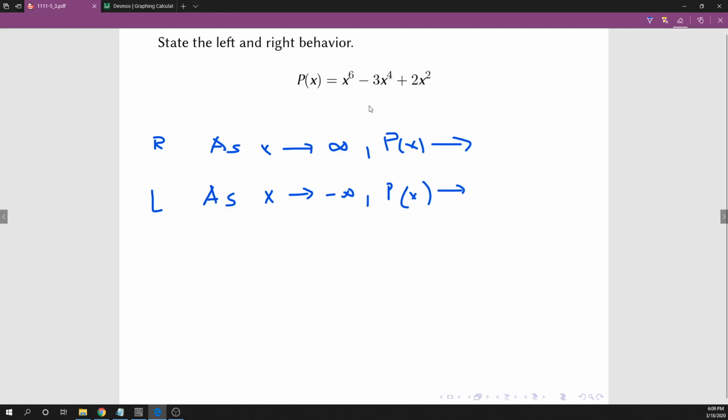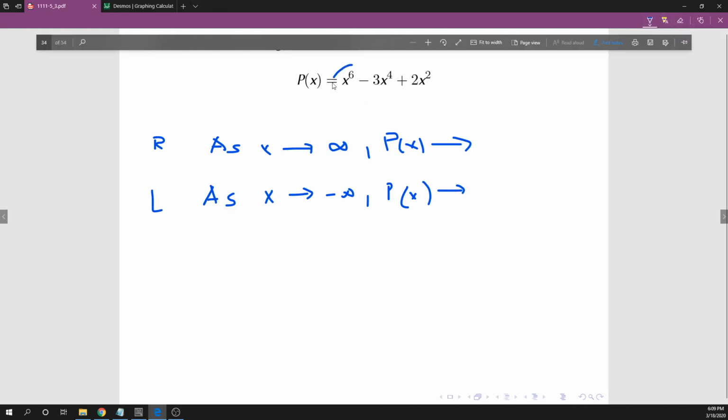Okay, so again, what we need to do is find the leading term. The leading term is right here, x to the 6th power. And the leading coefficient is 1, which is positive. So that means on the right behavior, it goes up, right? So the graph looks like this on the end over here.